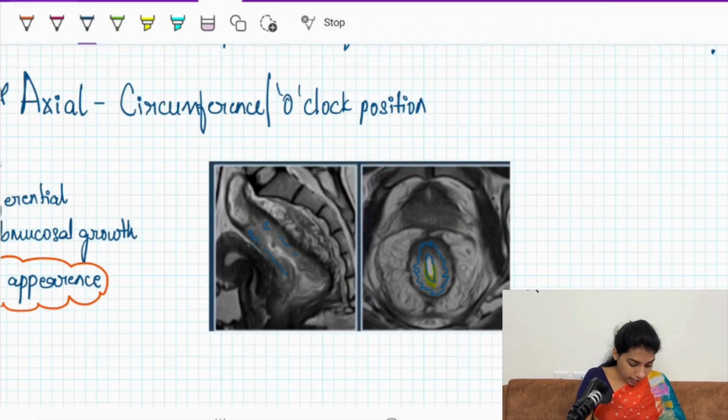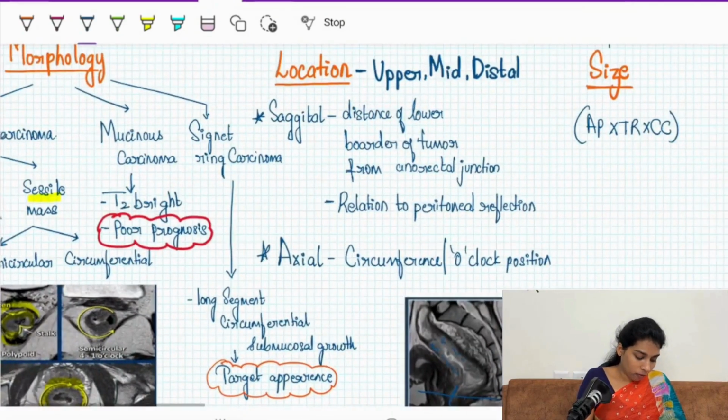After that, you need to give the distance from the anorectal junction. So if we think somewhere here is the pubis, we have to give the distance from the anorectal junction to the lower end of the carcinoma rectum. Along with that, some radiologists also give the distance from the anal verge to the lower end of the tumor. And whenever you are measuring this distance, it has to be a curved line. Don't put straight lines and tell this is the distance from the anorectal junction, because that is not going to help the surgeon. And along with it, you have to always mention, is the peritoneal reflection involved or not.